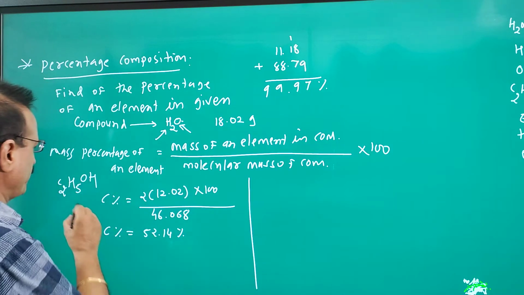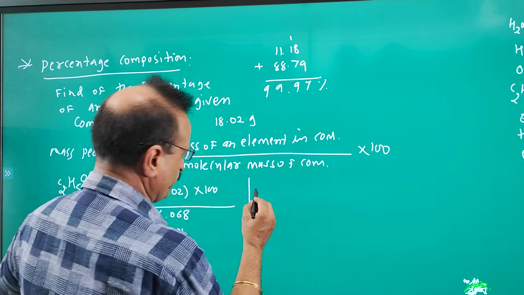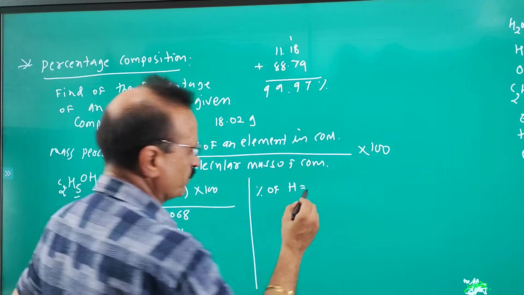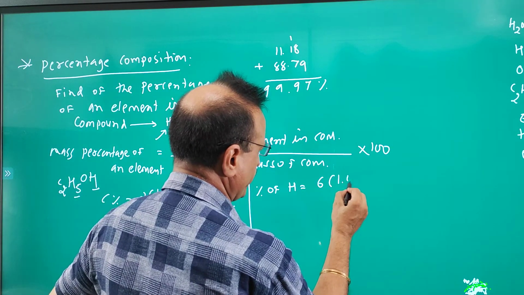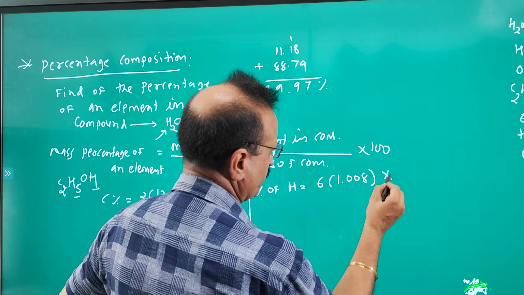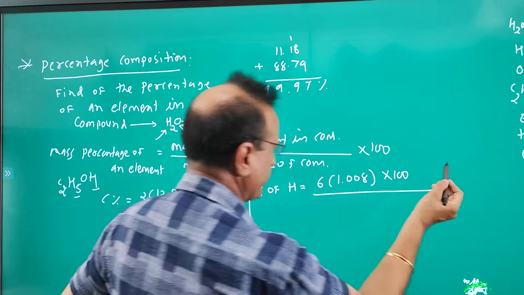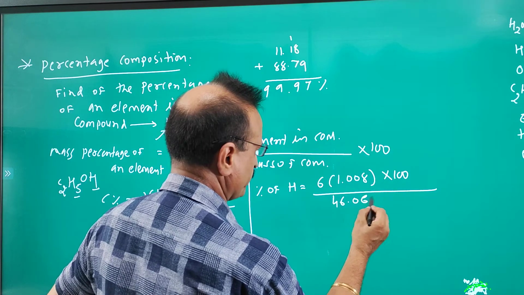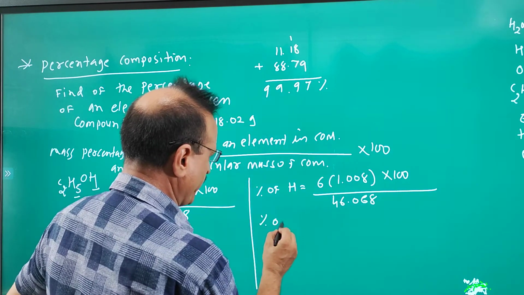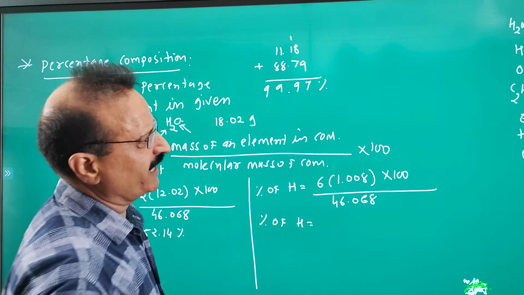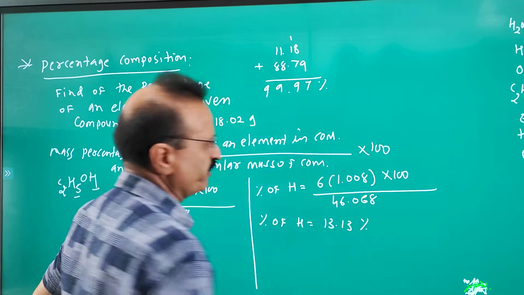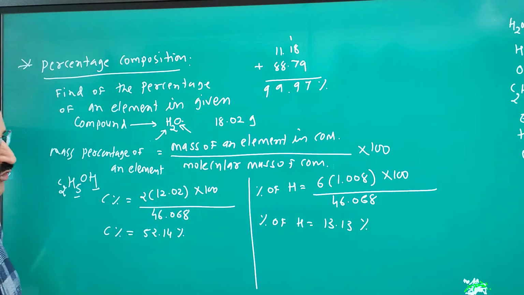Now we are going to find out the percentage of hydrogen. So percentage of hydrogen is equal to 6 into 1.008 into 100 upon molecular mass, which is the same, 46.068. So for the percentage of hydrogen, you will get the answer 13.13%.